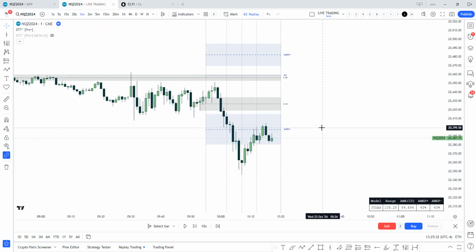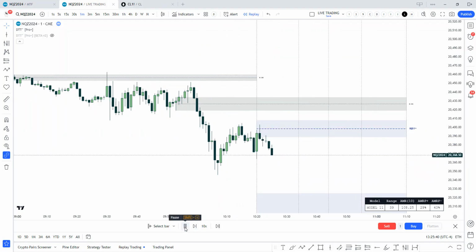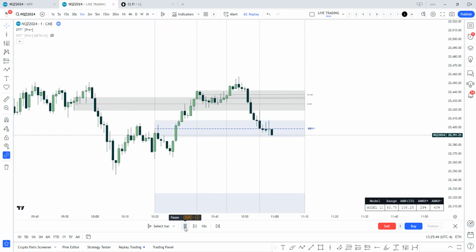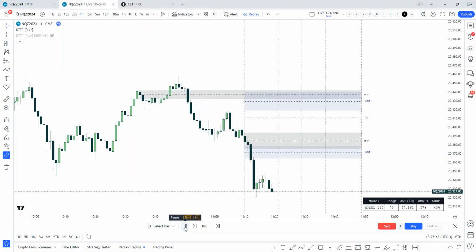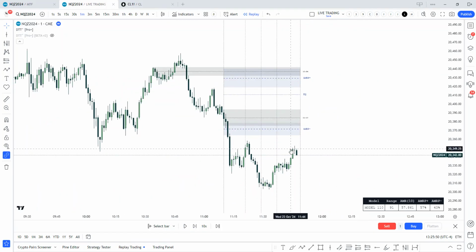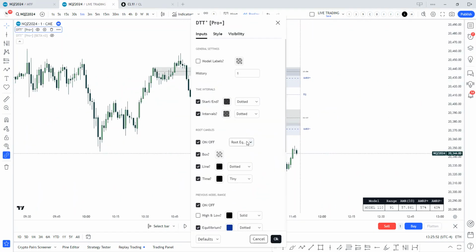Maybe I can adjust my trail stop. Maybe I can adjust my trade, take some partials. We did just go below AMRP here. You know, maybe in the next model we could pop back up higher, and then go lower. So that's really all it is. And it is something I just really love using.